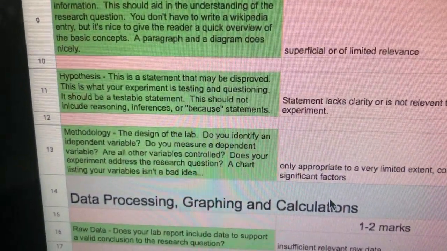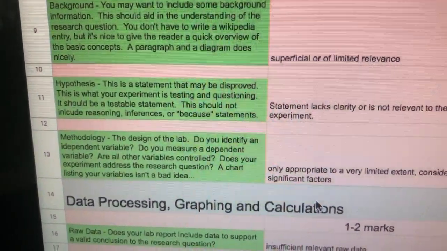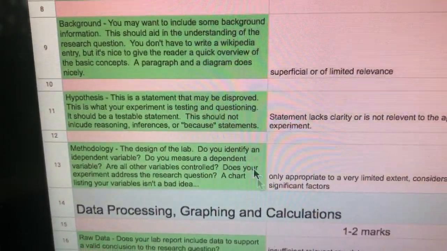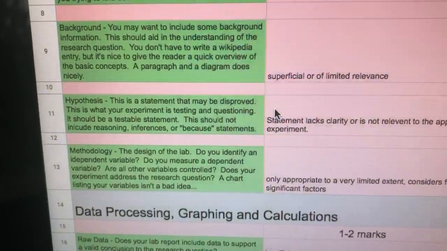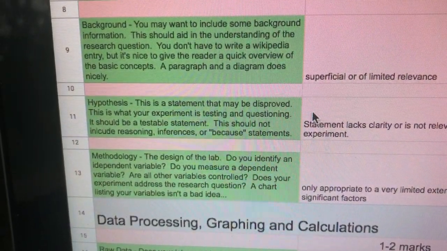Hypothesis is often misunderstood. It should be a statement that you're going to kind of hack on, try to cut apart, and you may disprove it. This is what you're testing and questioning.